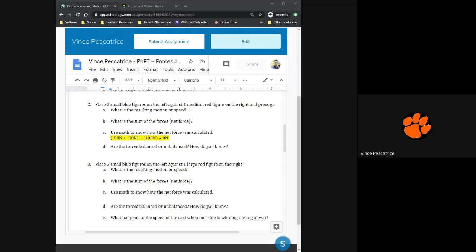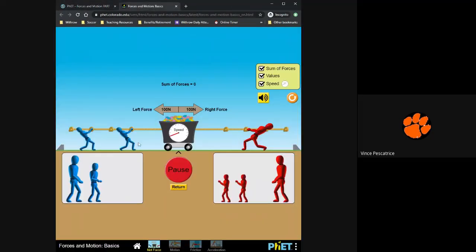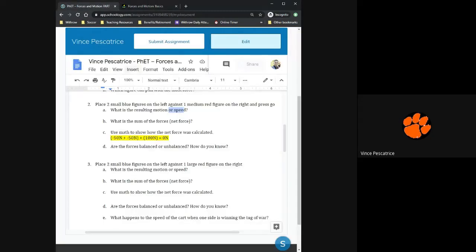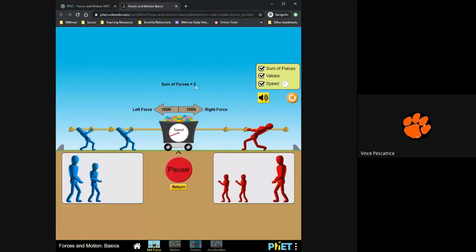So A and B is what is the resulting speed. All right, so look here. The resulting speed, if you look at the speed dial, is at 0. And then what is the sum of the forces? What is the net force? You can see that right here is also 0.